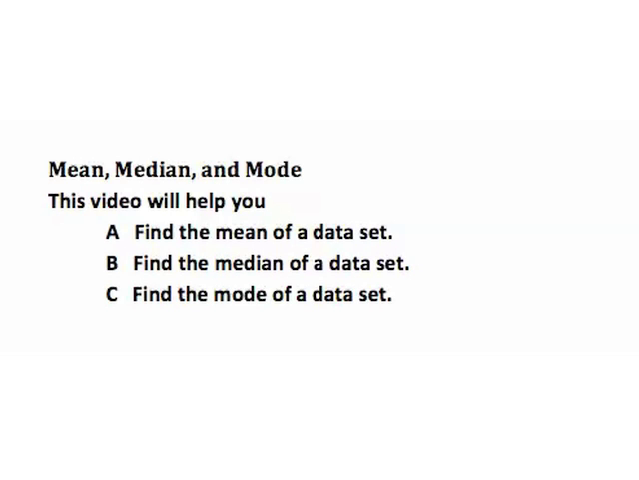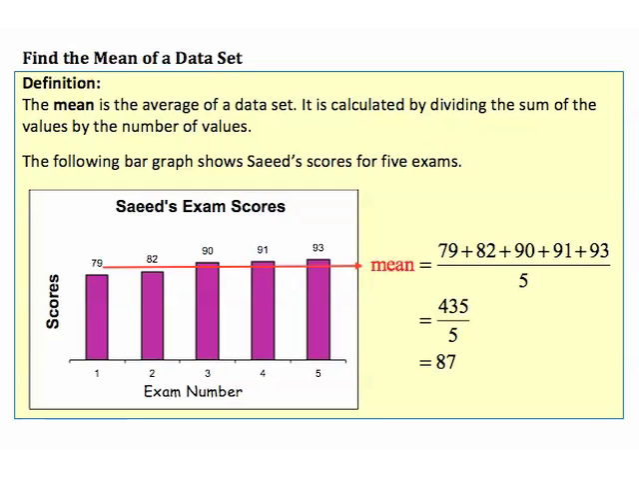Mean, median, and mode. This video will help you find the mean of a data set, find the median of a data set, and find the mode of a data set. Find the mean of a data set. We'll start with the definition. The mean is the average of a data set. It is calculated by dividing the sum of the values by the number of values.